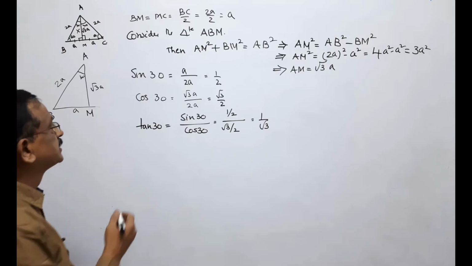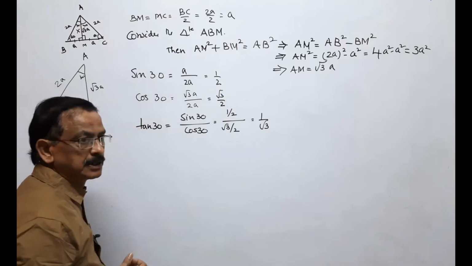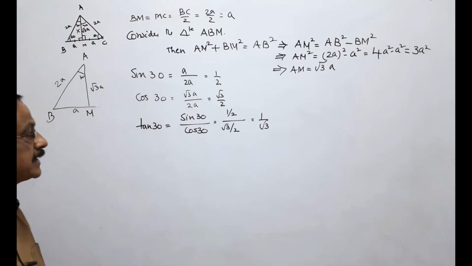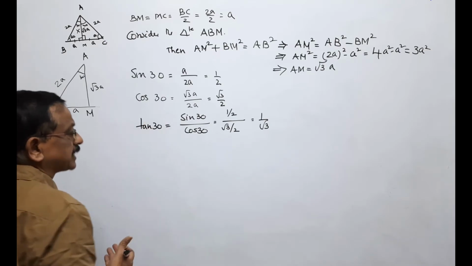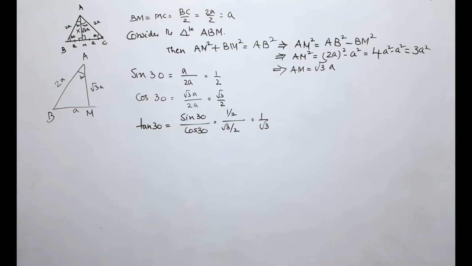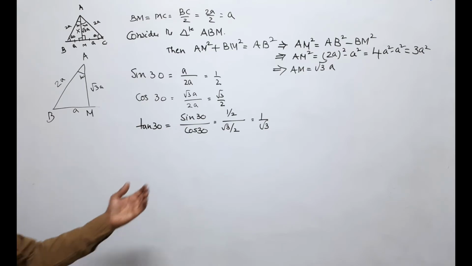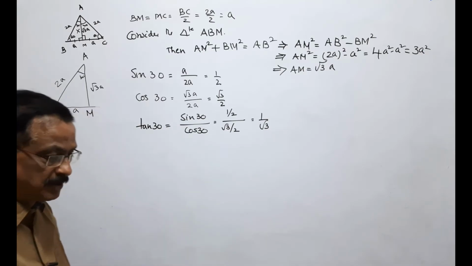Now, it is simple. Write down the reverse: cosecant 30, secant 30, and cot 30. Once I know sine 30 and cos 30, all the other trigonometric ratios are very simple to evaluate.